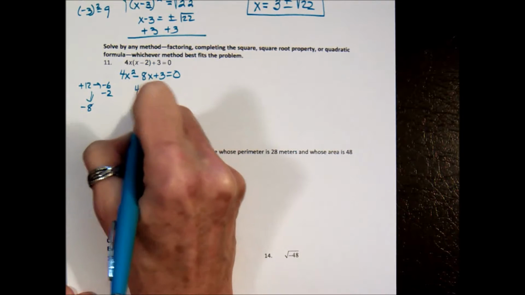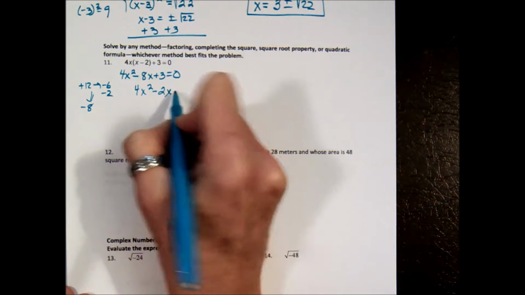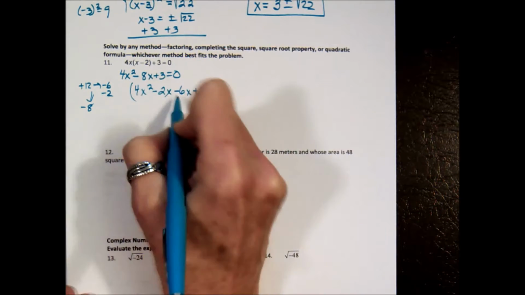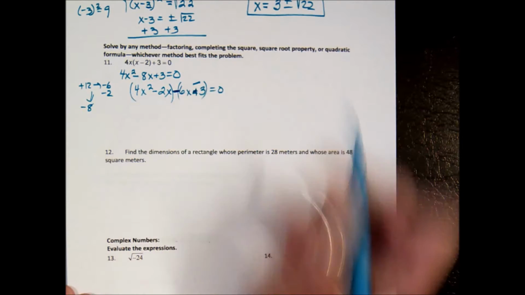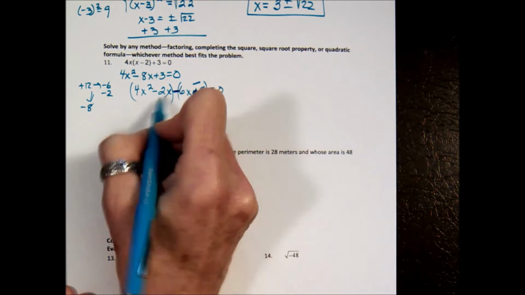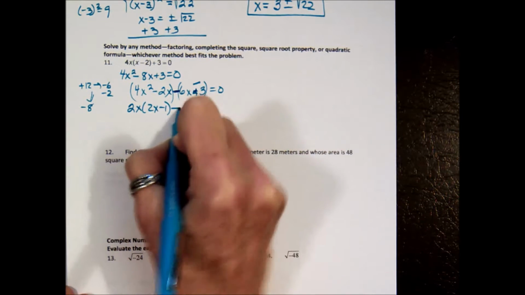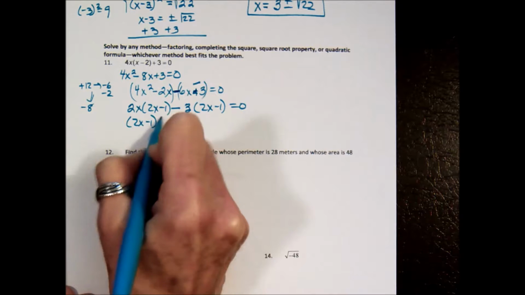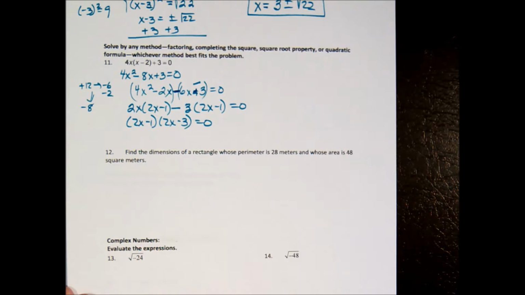So we break down that negative 8 into a negative 2x minus 6x and then plus 3. We're going to group. I see that negative in between, so I have to make the correction on the last term. GCF here is 2x times 2x minus 1. GCF here is 3 times 2x minus 1. So my factors are 2x minus 1 times 2x minus 3 equals 0.